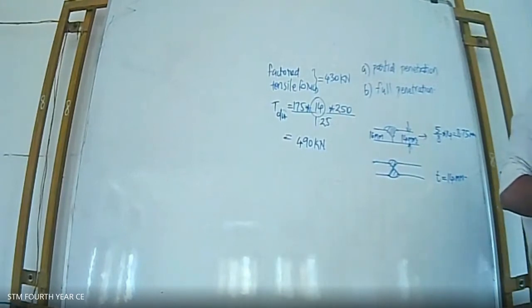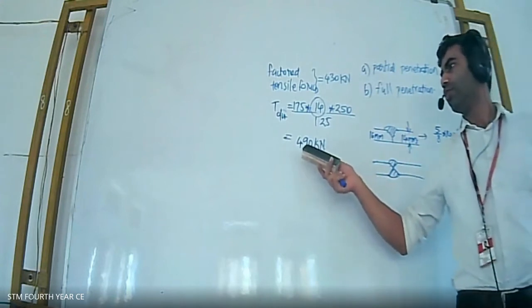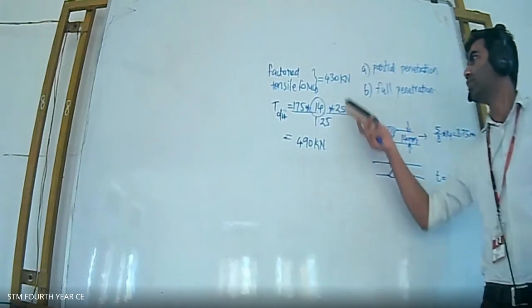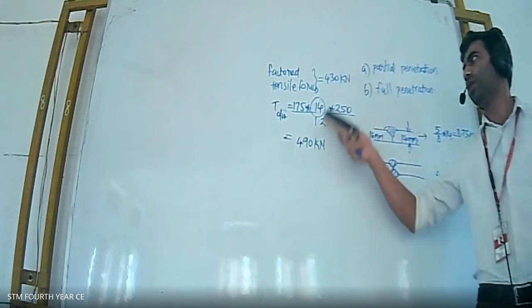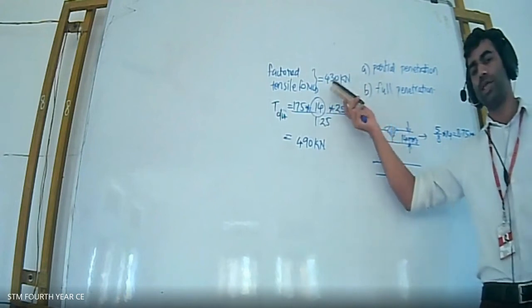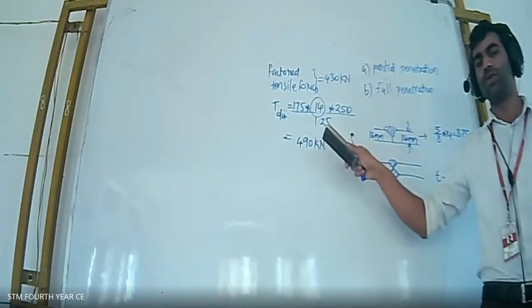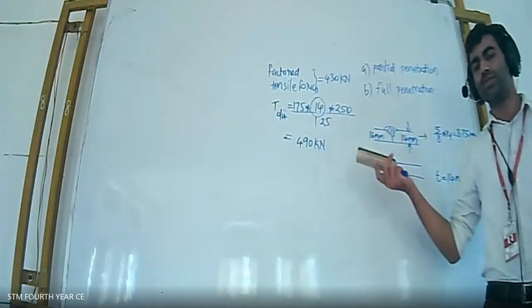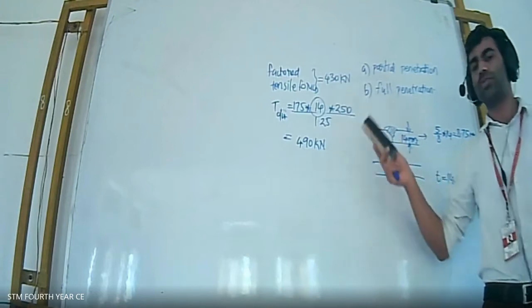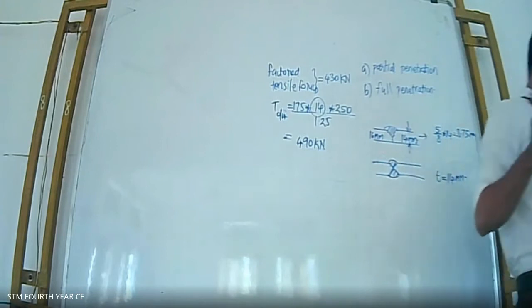I hope if you are getting this 490, then the strength of the joint is 490 kilonewton, but the factored load coming on the joint is 430 only. The joint is capable of taking 490 kilonewton. So the connection is safe in transferring this much load. So you need not redesign. That's all. Write down the next problem.